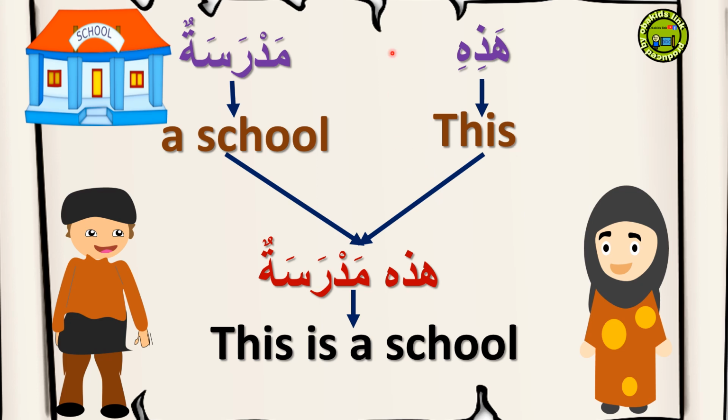Let us view the example again. This is hazihi. Hazihi is a singular demonstrative feminine pronoun which means this. This is madrasatun. Madrasatun is a singular feminine noun which means school. Now if we join hazihi and madrasatun together, it makes hazihi madrasatun, which means this is a school. Let us go to another example.